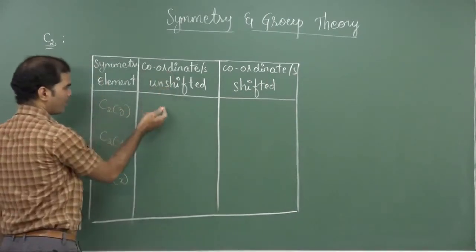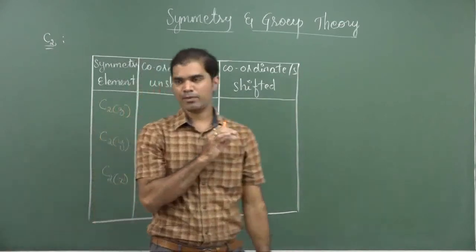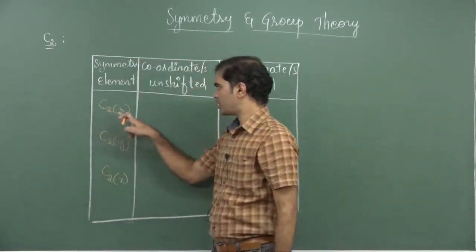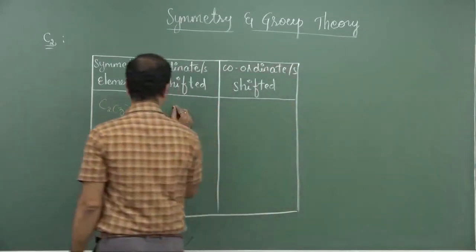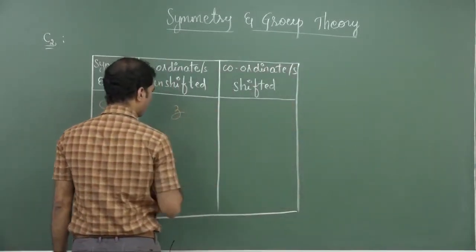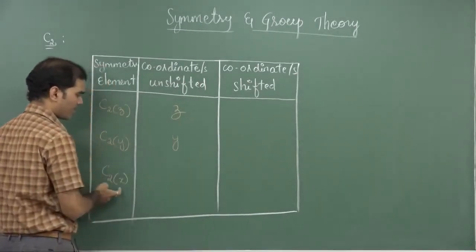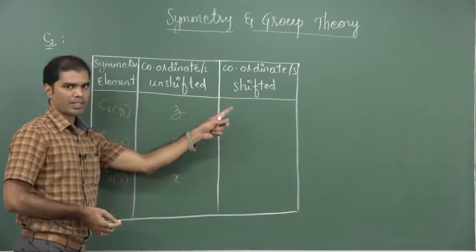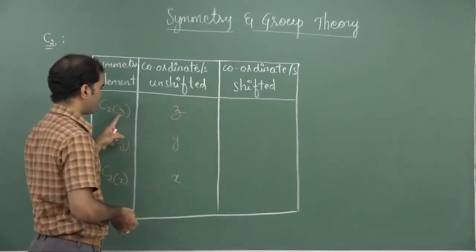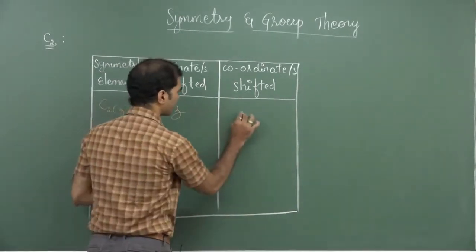So which coordinate will be unshifted? You just remember this. Whenever in the exam they give you C2 along Z, it means C2 is passing through Z. Z will not be exchanged. So the unshifted one is Z. C2 along Y, Y will be unshifted. C2 along X, X will be unshifted. Whatever remaining coordinates that are present, you just write it. This is C2 along Z, X and Y will be shifted.